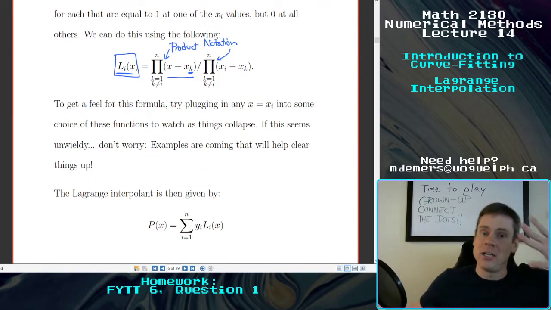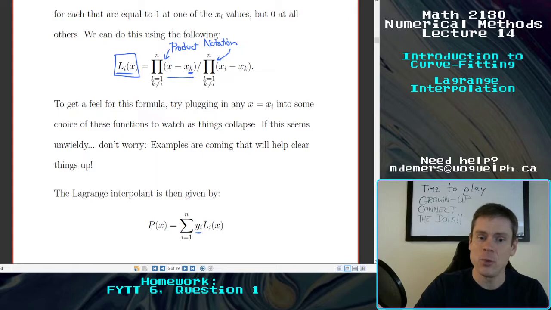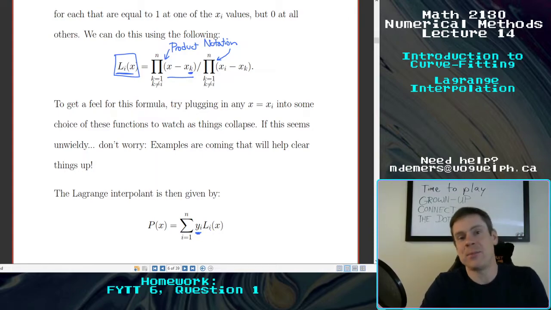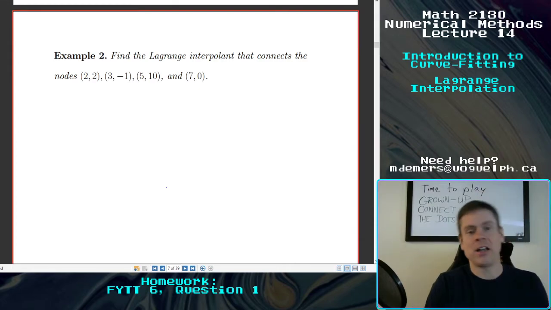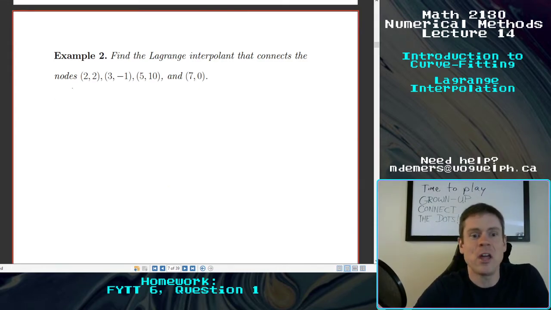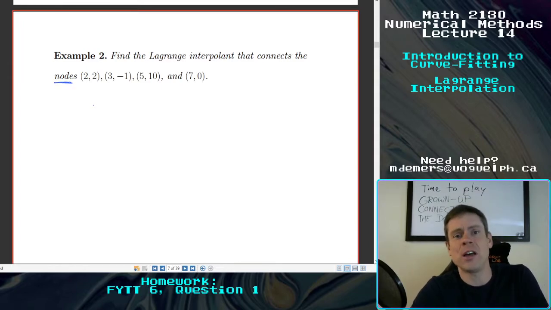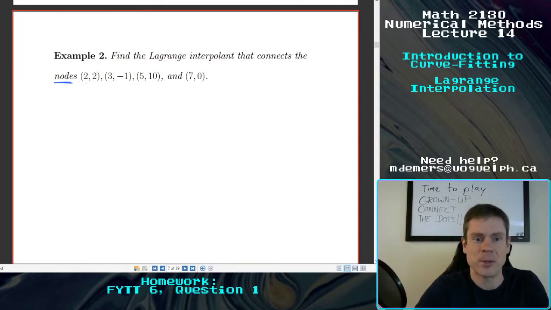And then once you've got all of those different basis functions, you take a linear combination of all of them, lifting up each one to its own designated y value. So you take yi times li, and you sum them all up, and then you're done. So let's do this. Let's put together a Lagrange interpolant that connects these 4 different values. Nodes are often used just to indicate points, so don't be afraid of that word at all. I don't mean anything super special by this.